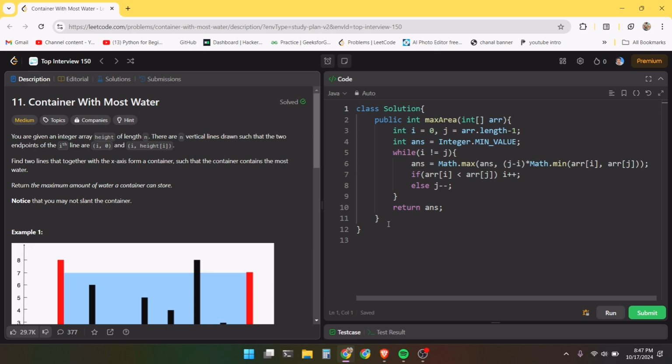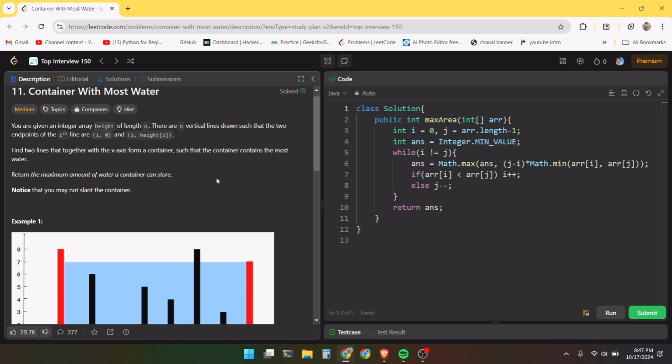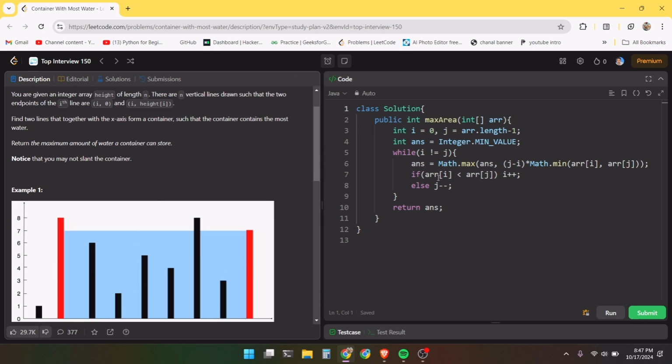So the question says container with most water. Well, this is a very famous question. You have different heights given in the form of the array. You just need to find what's the maximum unit of water that can possibly be filled in between two heights. Okay, so you have to return that integer, basically the unit of water.